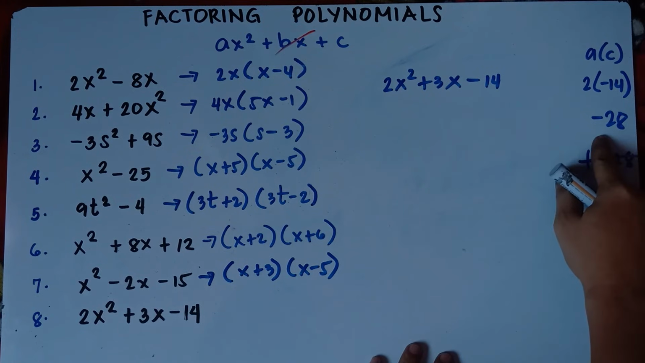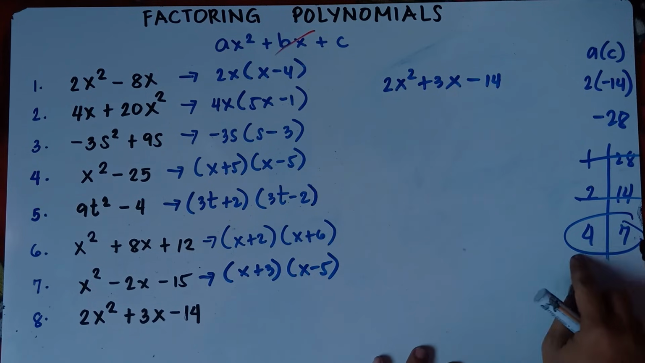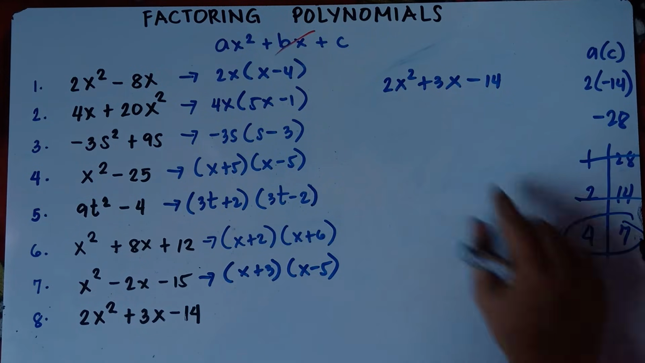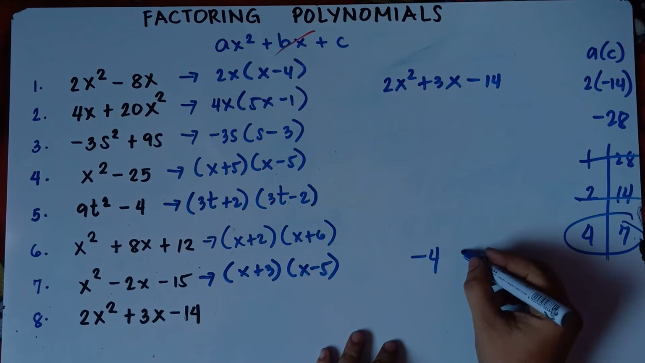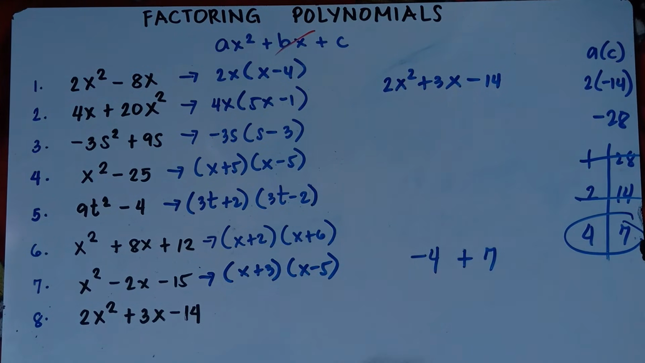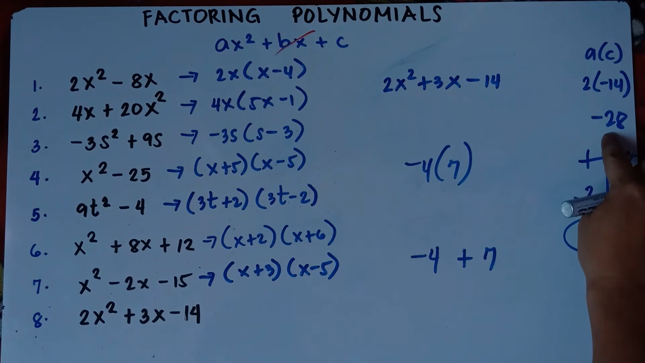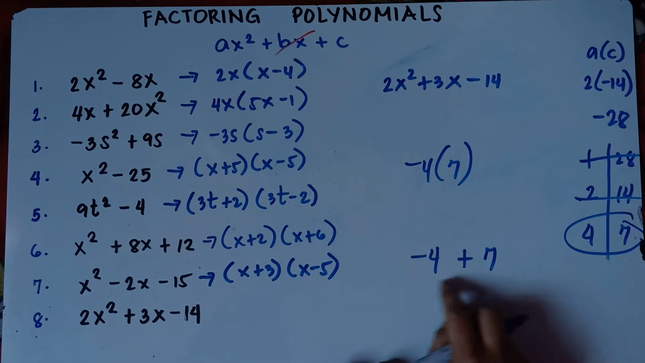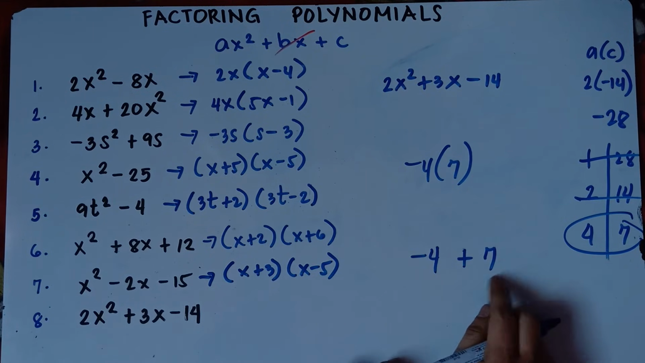But since this is negative 28, one number should be negative, because a negative number multiplied by a positive number will be negative. But since this is positive 3, it should be negative 4 and positive 7, right? Because negative 4 times 7 is negative 28, and negative 4 plus 7 is positive 3.